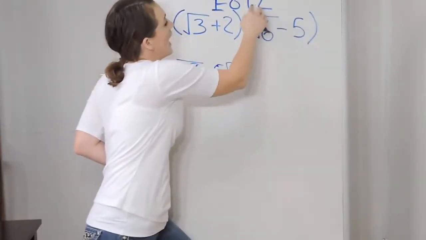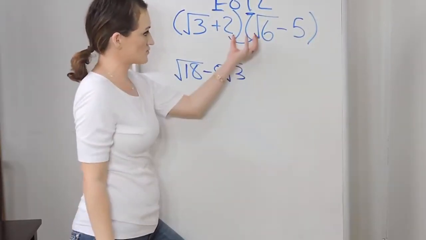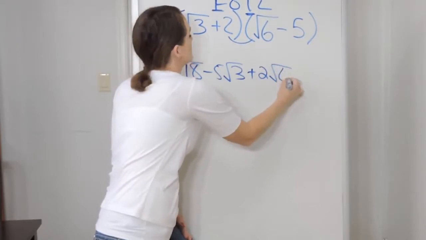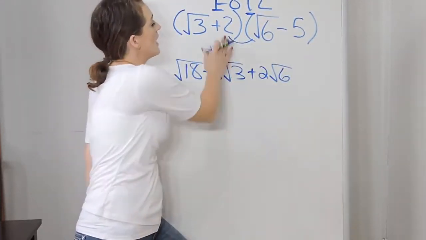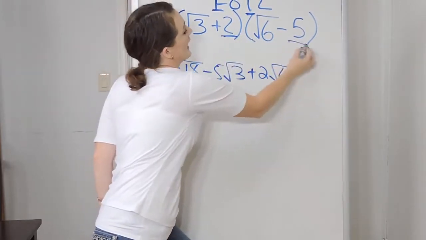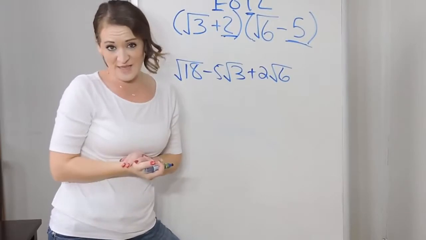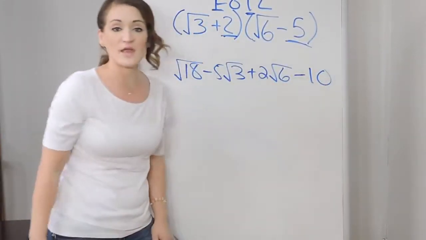Similarly here with I, so I stands for inside, so these are the inside two terms right over here. 2 times square root of 6 is just 2 times square root of 6. Again, those just combine and drop down. L stands for last, so the last two things here, 2 times negative 5. We can definitely multiply 2 times negative 5. We get a negative 10 there.